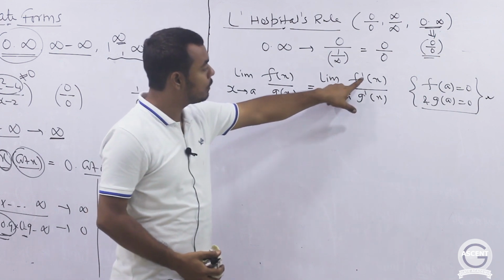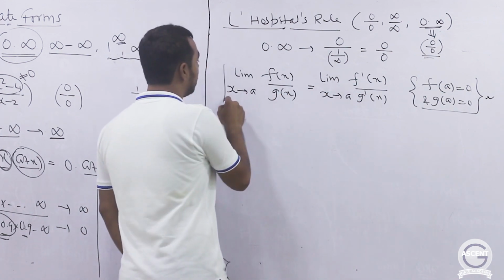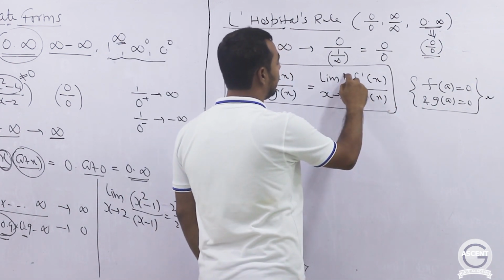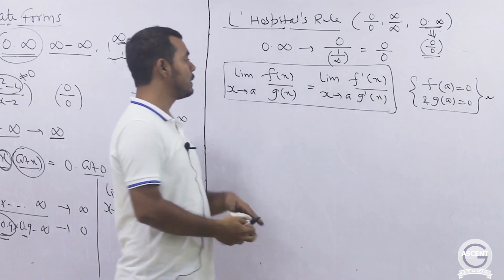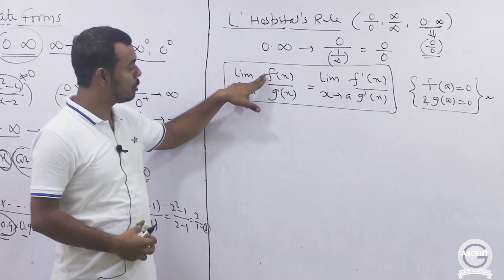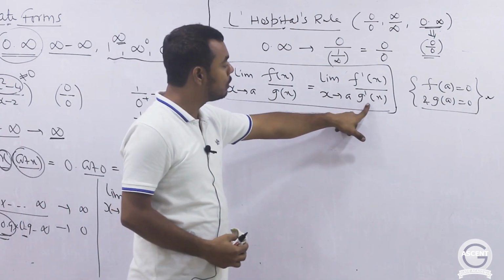Now suppose again you are getting 0 by 0 indeterminate form, then again you can use L'Hopital's rule. I mean, this is the formula. But if you have differentiated numerator and denominator, remember that you have to differentiate these two separately. You don't need to use the u by v formula. Differentiate numerator separately and denominator separately. So this will be the value of the limit.